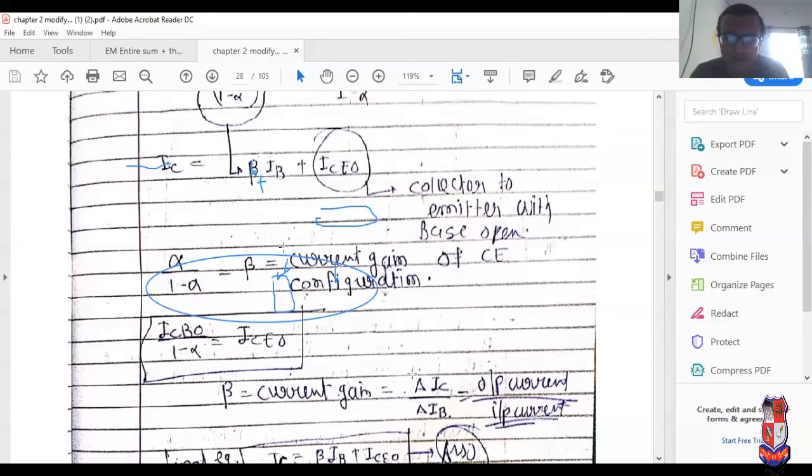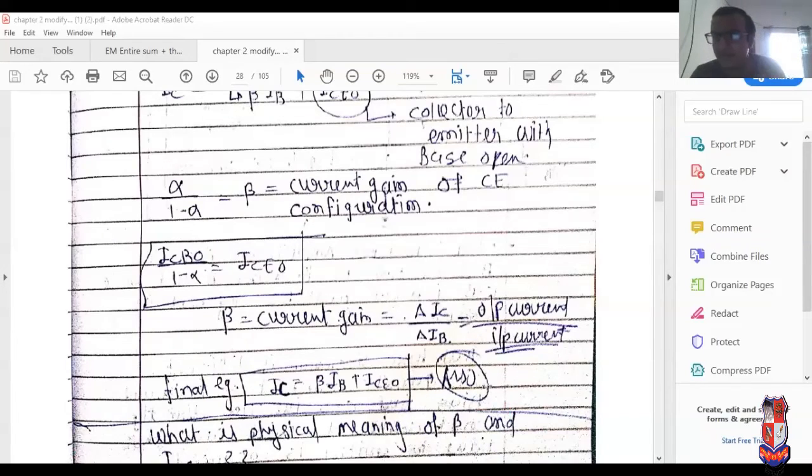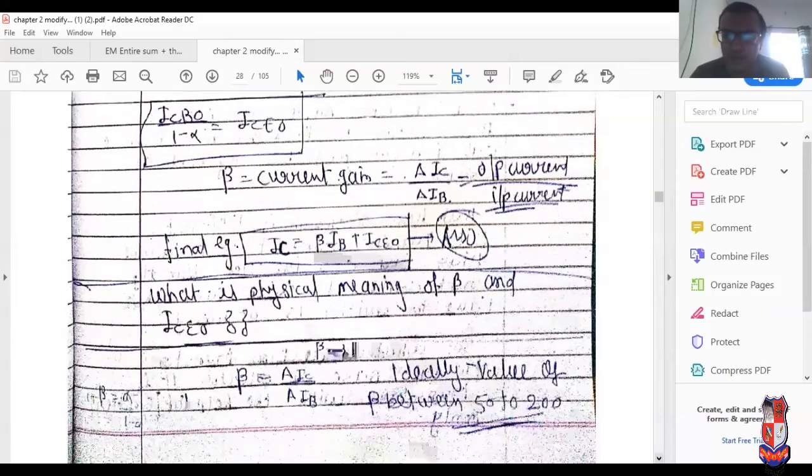ICBO upon 1 minus alpha is ICEO. So beta equal to current gain, delta IC upon delta IB, so output current divided by input current. So IC equal to beta times IB plus ICEO. See, this is the last equation and the most important equation related to examples plus MCQ. So try to understand very carefully.